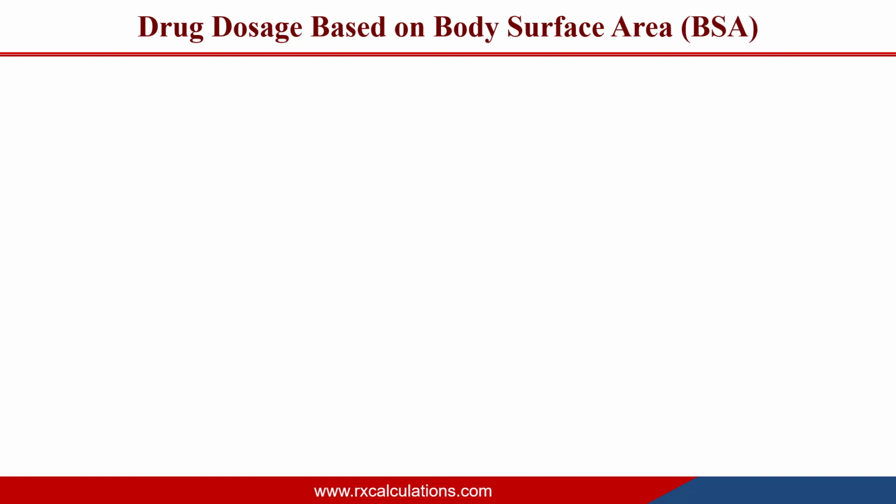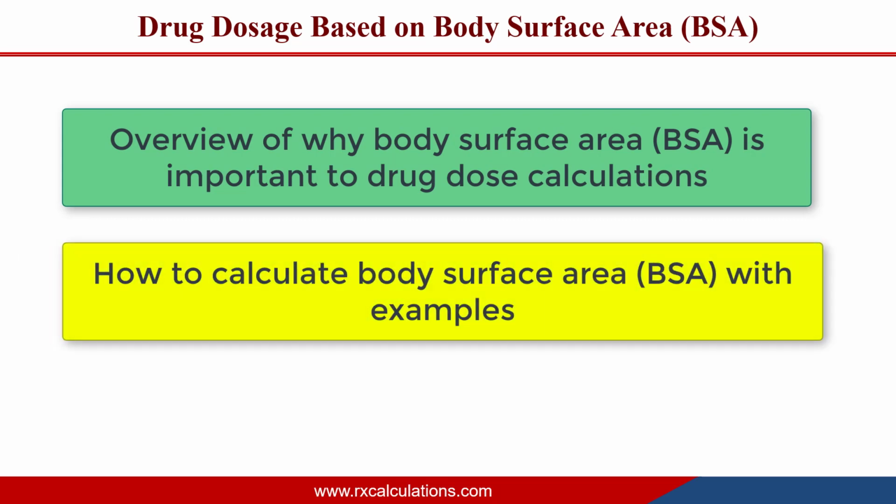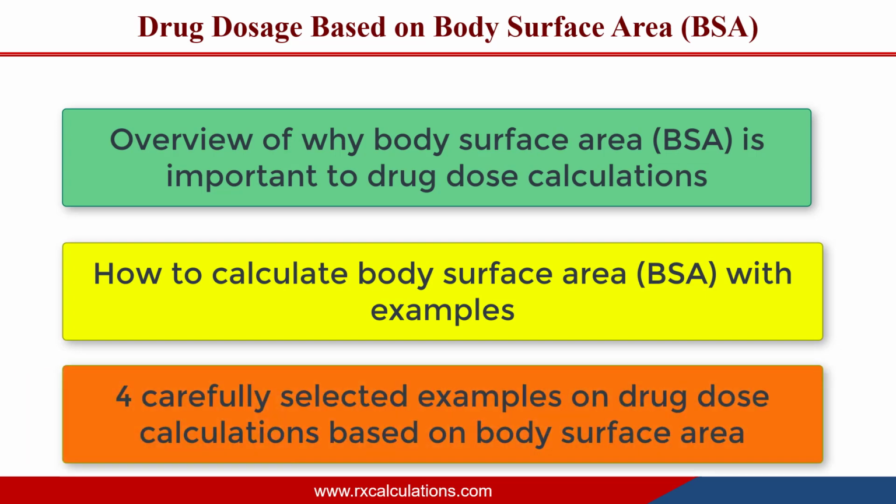So in this tutorial, I'm going to give a brief overview on why body surface area is important when it comes to drug dose calculations. We then go ahead and look at how you actually determine or calculate the body surface area with some examples, and then we'll finish off with 4 carefully selected examples illustrating some of the various ways in which you would encounter drug dose calculations based on body surface area. So let's get right to it.